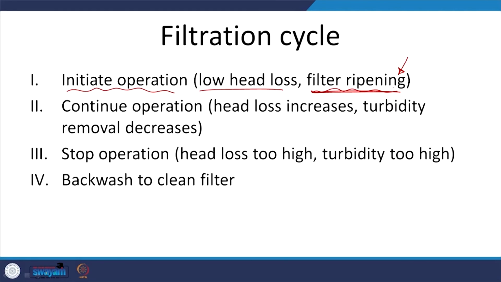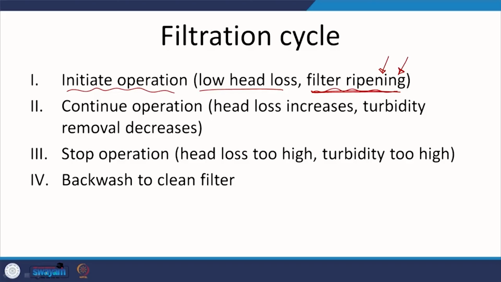Why is that? You have the particles coming in with the water. They are going to take up the pore spaces, and then you can have either flocculation or the pore sizes getting smaller. So that will lead to, in effect, relatively better filtration, right? So that is filter ripening.